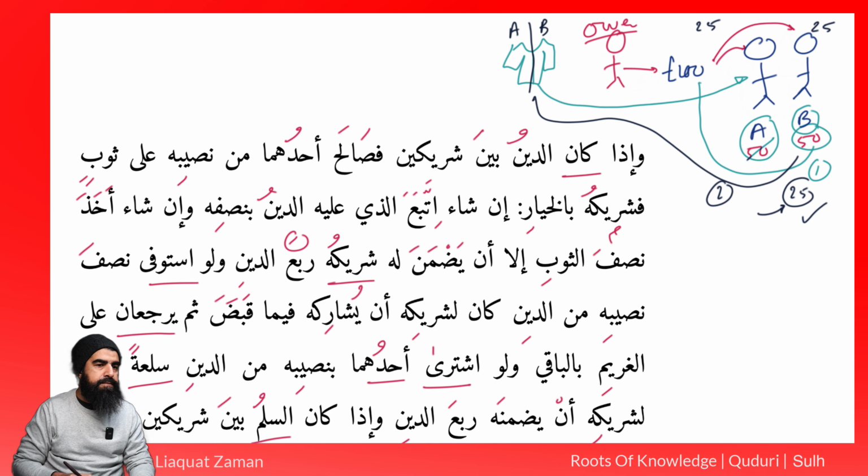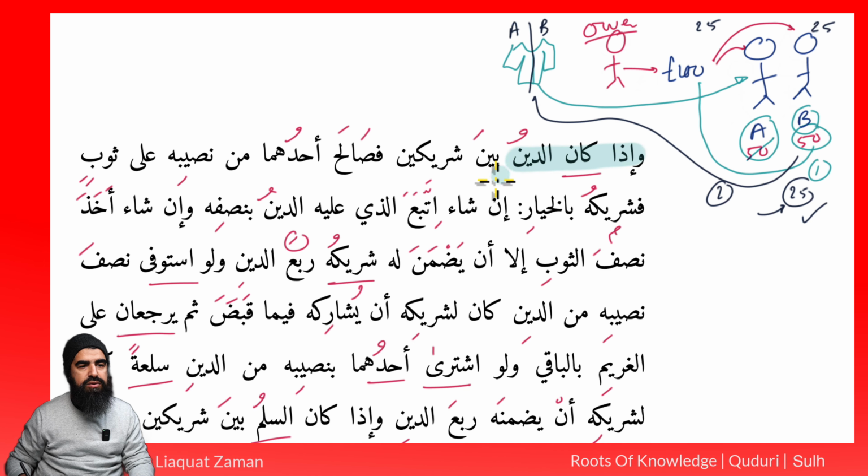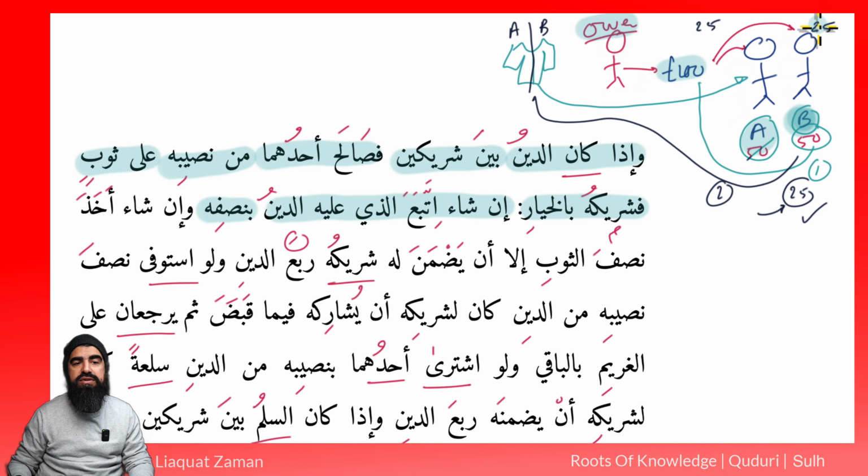So he says, إذا كان الدين, when a debt of £100 is between two partners, A and B, فصالح أحدهما, so one of them has done sulh من نصيبه, of his share, على ثوب, upon a thawb, فشريكه بالخيار, his partner, which is B, has a choice. إن شاء اتبع, if he wants, he can follow الذي عليه الدين, the one upon whom the debt is, بنصفه, with his half, his share. So his share was 50, wasn't it? So you can say, well, you know what, I'm just going to take my 50, that's fine.